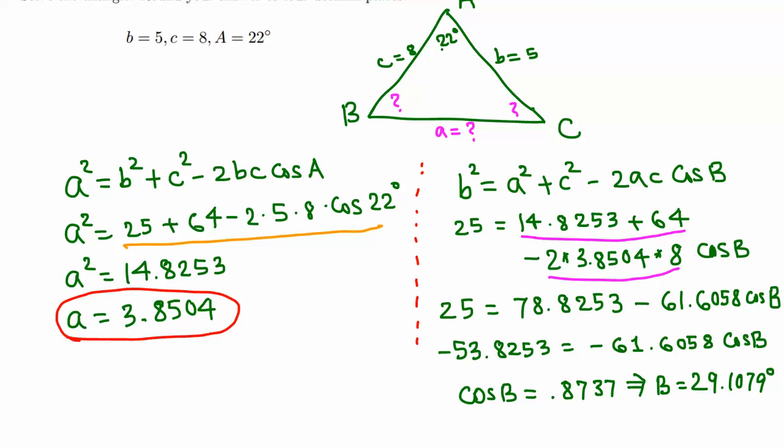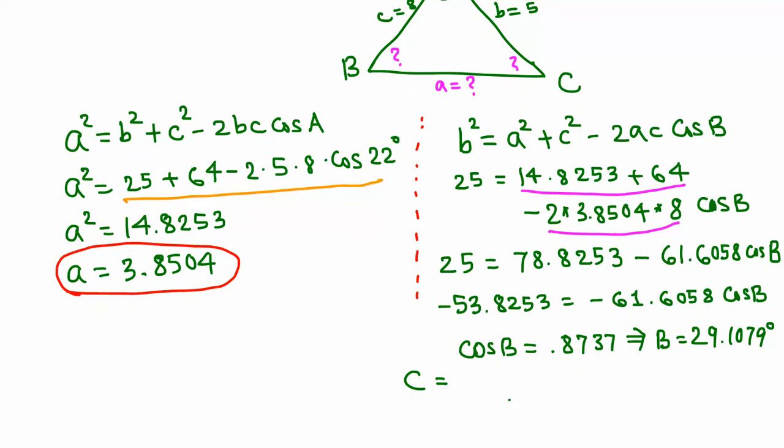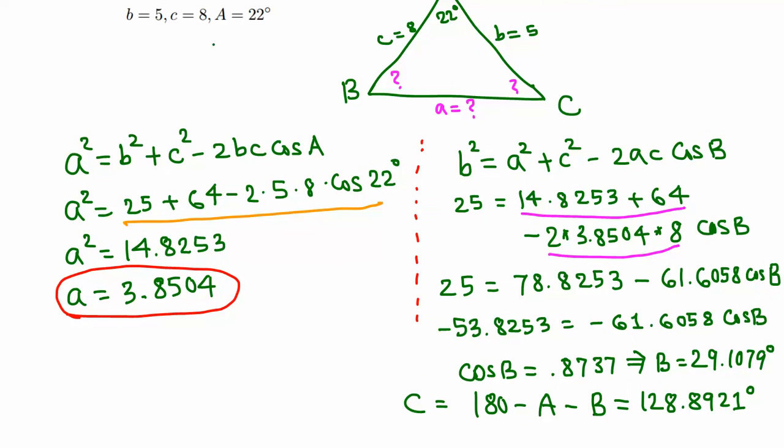Now the sum of these three angles is 180, so C equals 180 minus A, 22, minus B, and using the calculator, we get C equals 128.8921. That's the final. So the answers are a, here, we found B and C. Final.